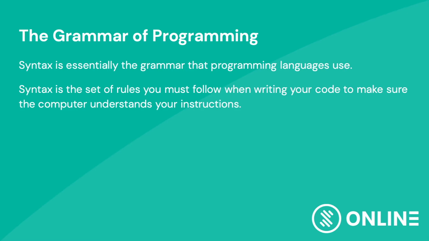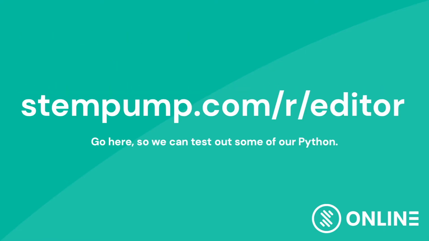Syntax is the grammar that programming languages use, and it's the set of rules that we need to follow in writing our code to make sure that our computer, when it runs the code, understands what we give it. Programming languages have all different types of syntax, and Python has a pretty unique one too, so we're going to be going over that.